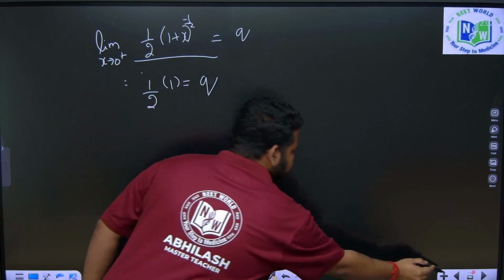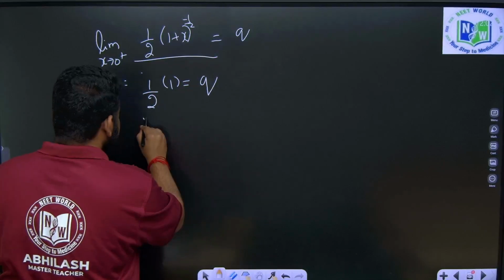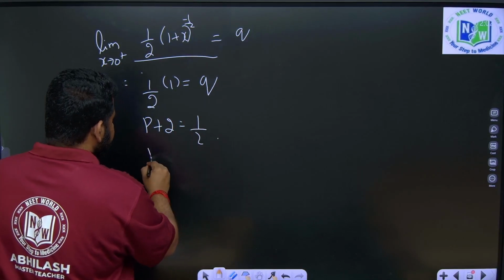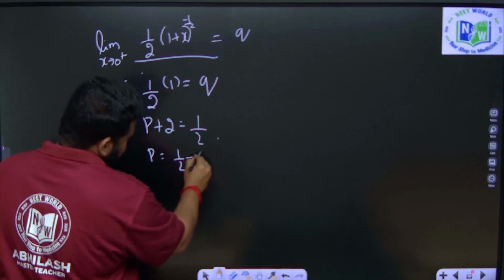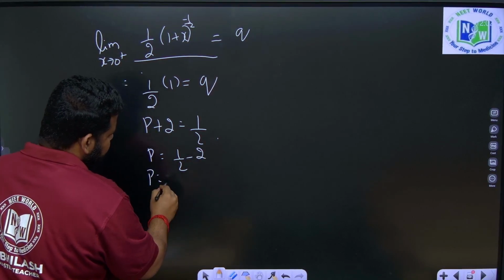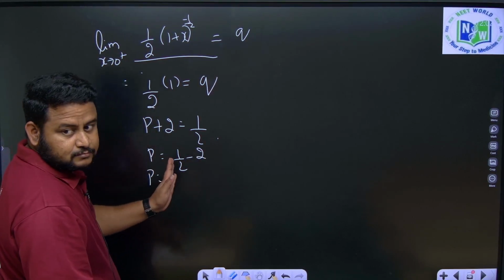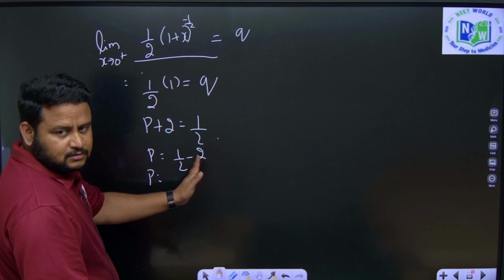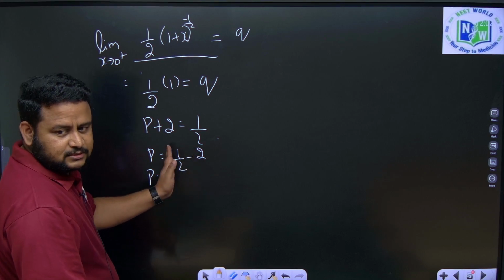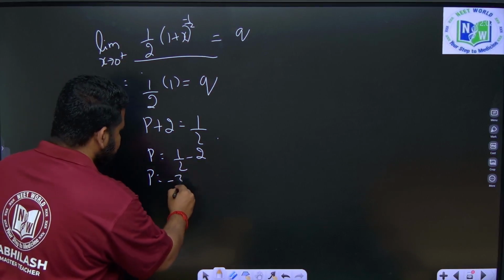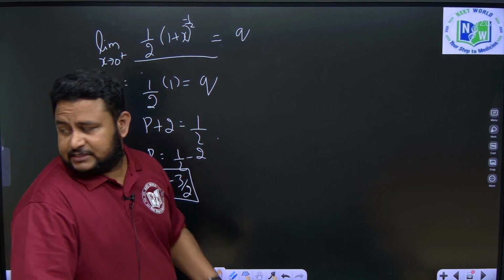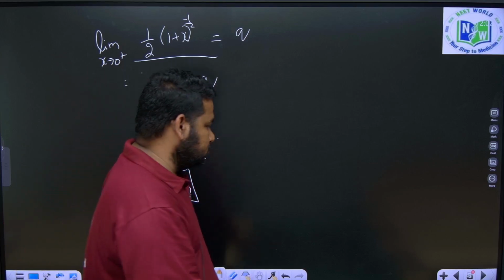So we already have p plus 2 is equal to q. So q is equal to 1 by 2. So p is equal to half minus 2, that is 1 minus 4 by 2, which is minus 3 by 2. P is equal to minus 3 by 2. Clear? P is equal to minus 3 by 2. So what is the answer?